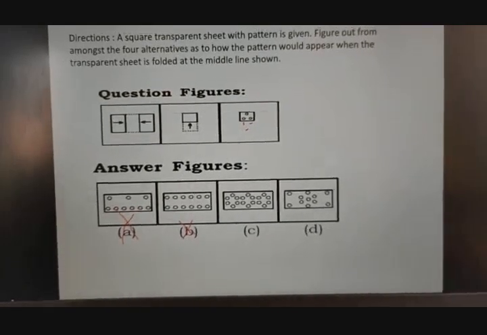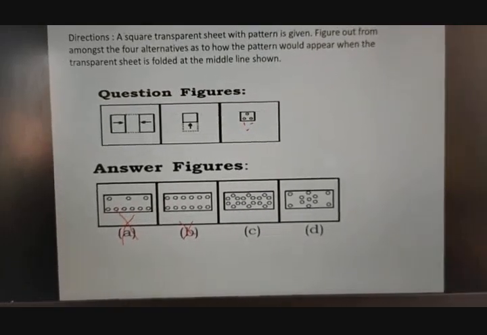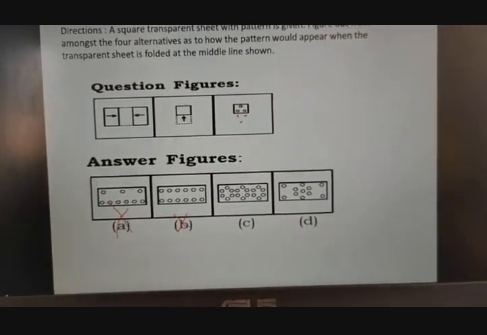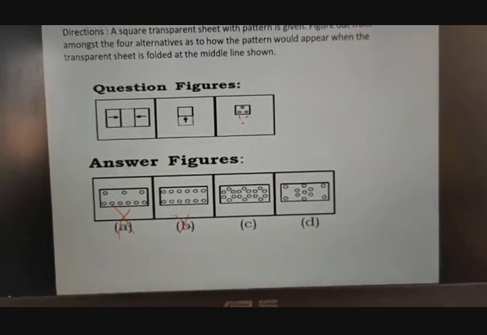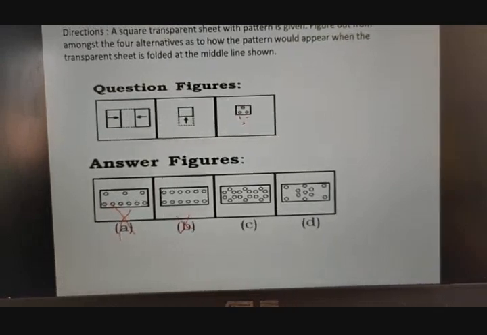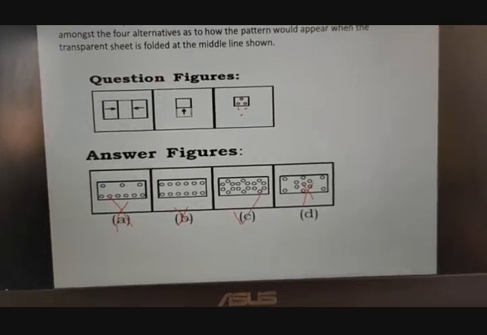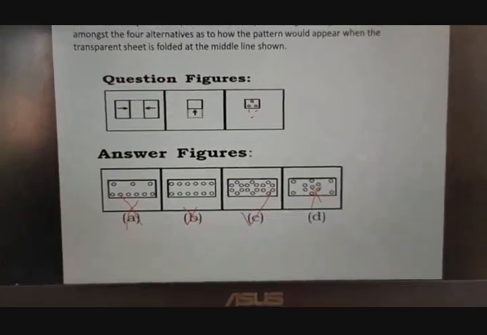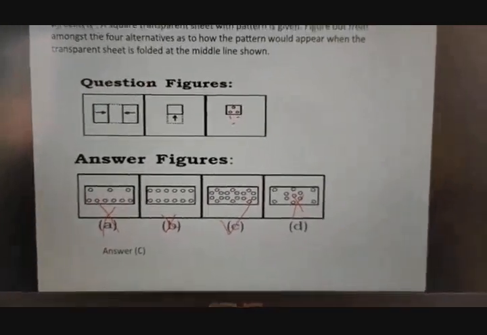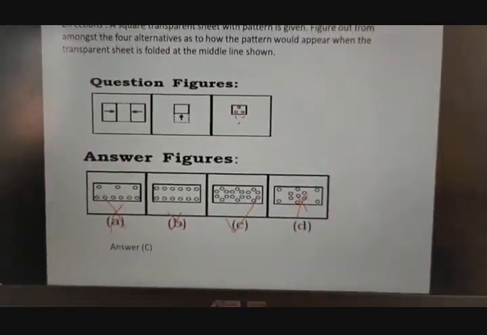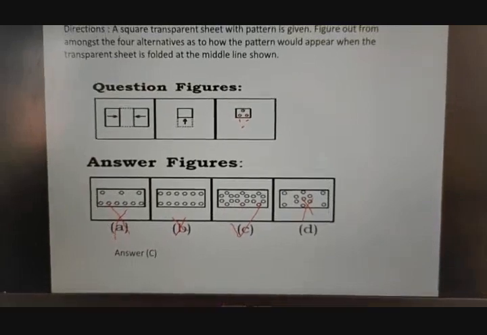Let's see about this one. 1, 2, 3. This one is similar to this one, but here one hole is at the center, and you can see the center could not contain any hole, so this again could not be our answer. So our answer will be option C. From these types you can solve the paper folded figure problems.